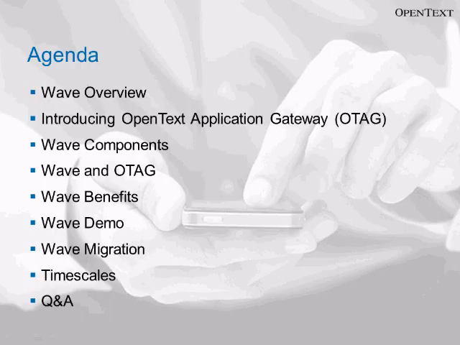So I've got an agenda, which looks like it's a lot, but basically I've listed all the topics that I'm going to go through today. I'll start with an overview of the new Wave, and I'll introduce something that is not yet available, but it is in the making at the moment. It's called OpenText Application Gateway, which you may find interesting. And I will talk about how that works with Wave going forward.